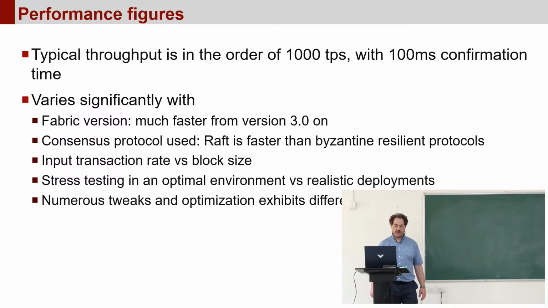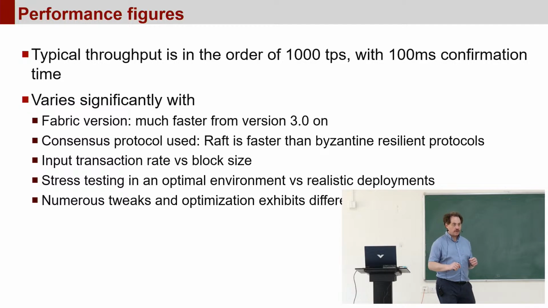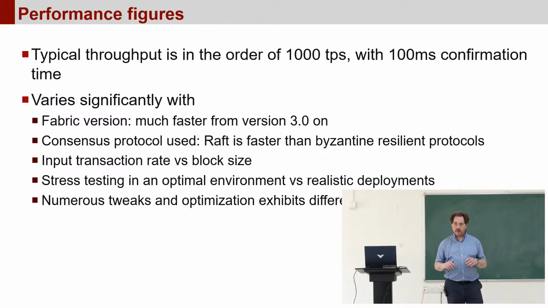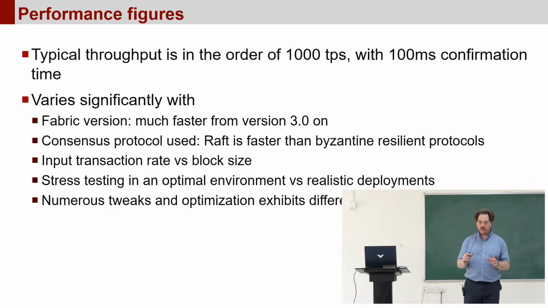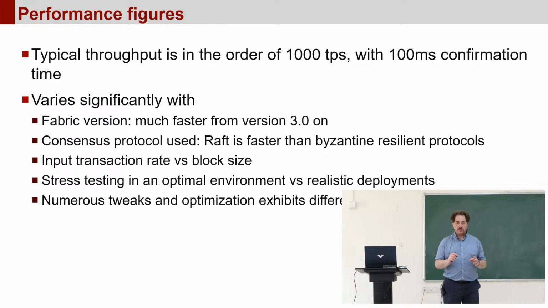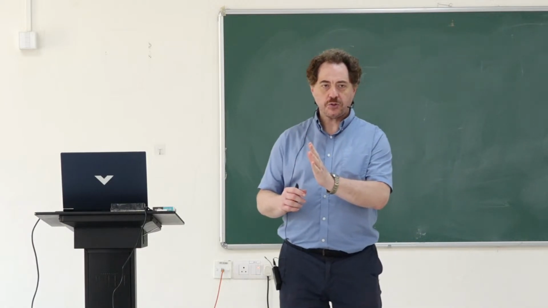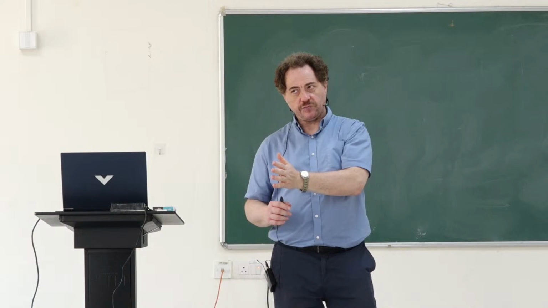The version 3.0 is much faster because of Raft, but also the smart BFT is faster compared to the earlier versions of BFT. It depends on the consensus protocol used. It depends on the relation between the input transaction rate and the block size. It has been shown that for a given block size, increasing the input transaction rate improves the performance up to a certain point, and then there is a threshold. If the input transaction rate exceeds the threshold, the performance sharply falls off.